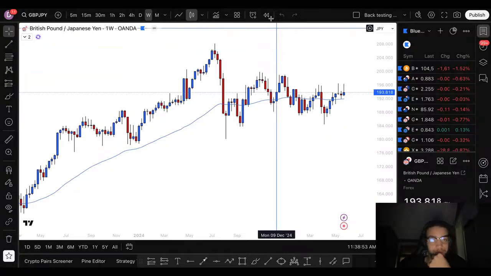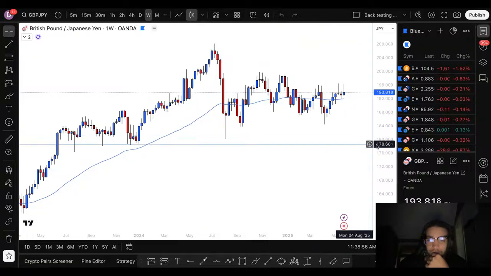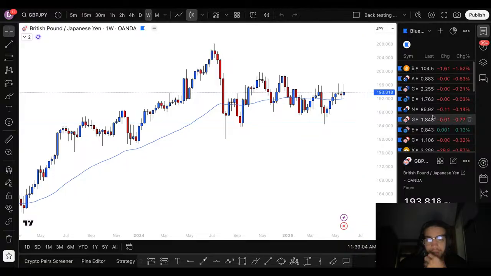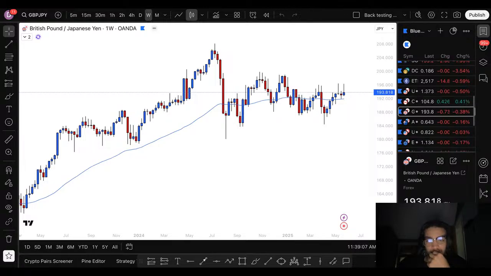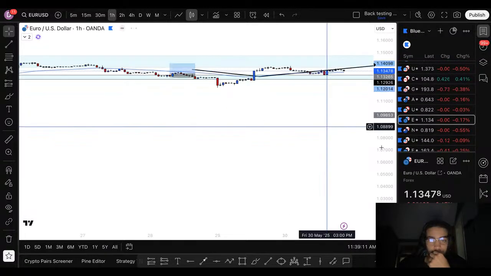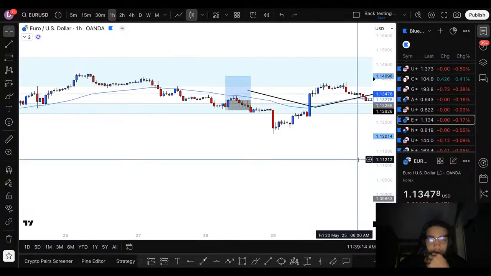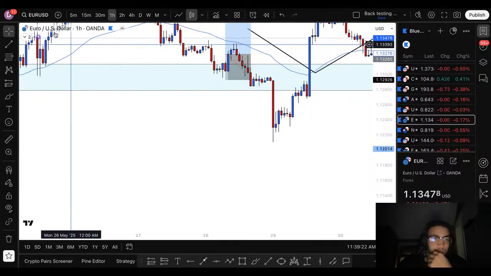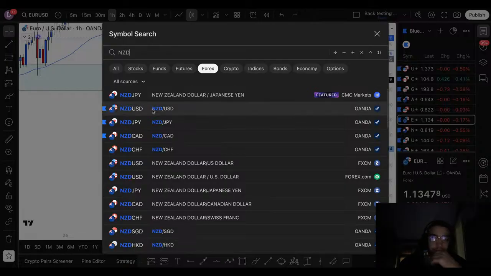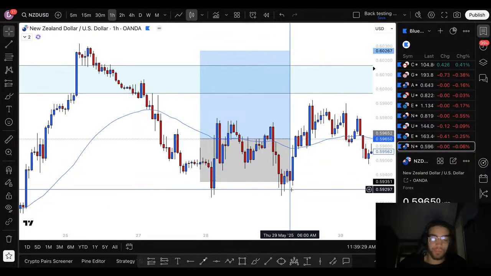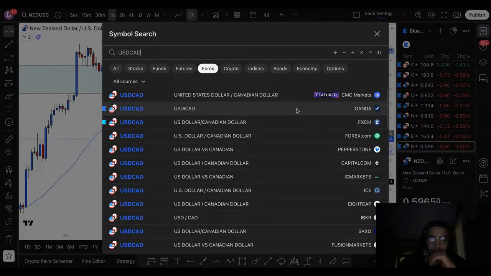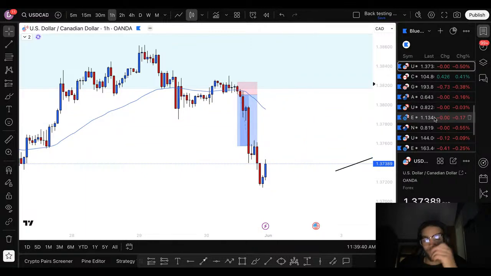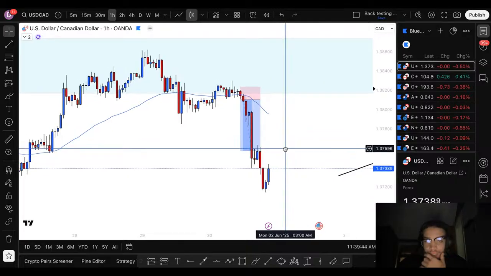Starting off right, last week we took a couple of trades. Euro USD took a loss. NZD USD took a loss. USD CAD took a beautiful 1 to 4 risk to reward, making back both of those trades and then some profit. Simple as that.